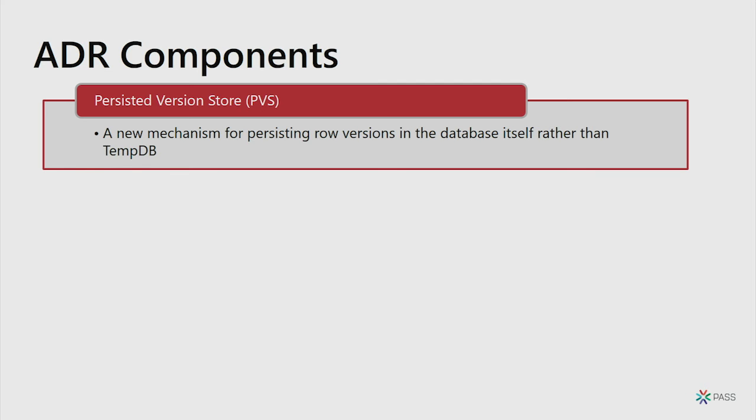Incidentally, when we started doing PVS, we had to do a couple other things that we normally had to do to TempDB, like fix PFS page contention. You remember that? Why do you have multiple files in TempDB? This is one of the reasons you have concurrent PFS updates now, because we needed it for ADR now that we're starting to write row versions into your user database.